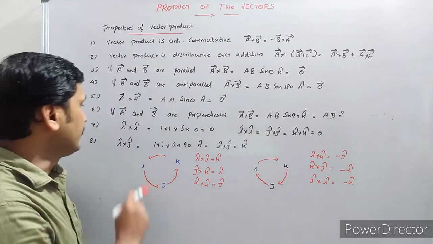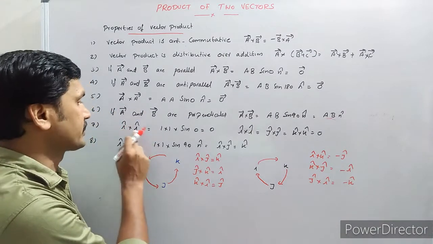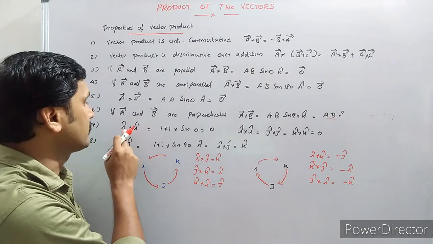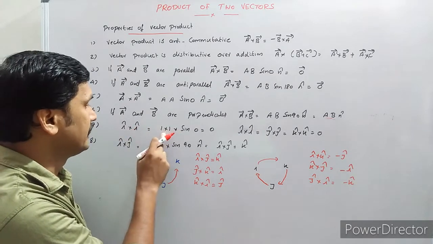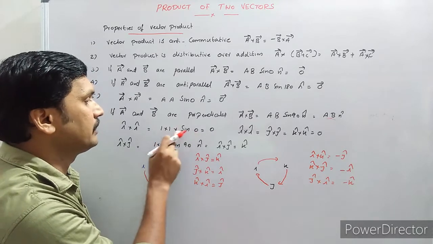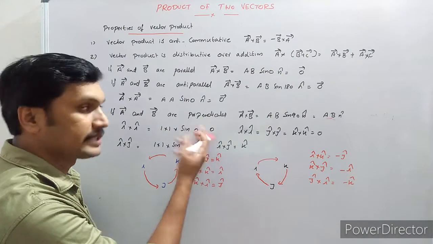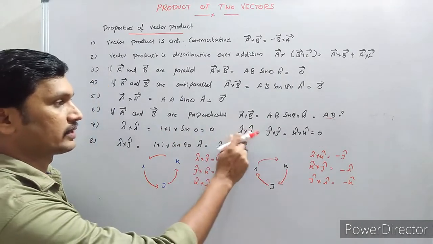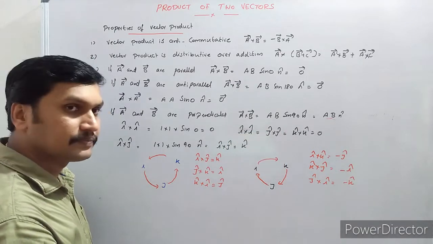Then the cross product between the unit vectors, I cross I. We know that I is a unit vector along the x-axis. So I cross I is equal to magnitude of I, 1, into 1 into sine of the angle between them, sine 0. So I cross I is equal to 0. Similarly, j cross j and k cross k are 0. I cross I, j cross j and k cross k are equal to 0.